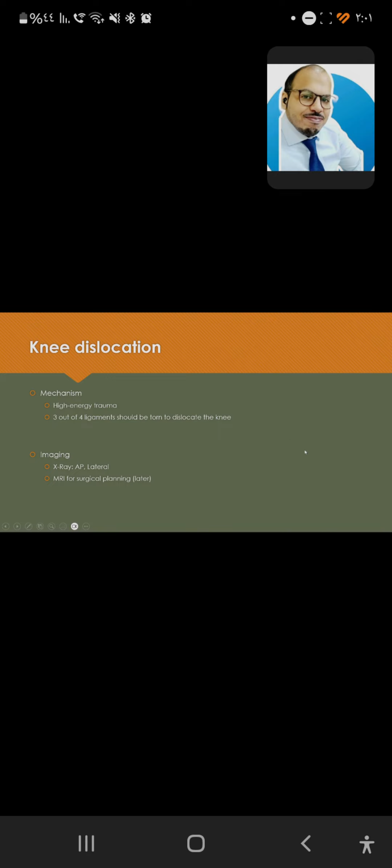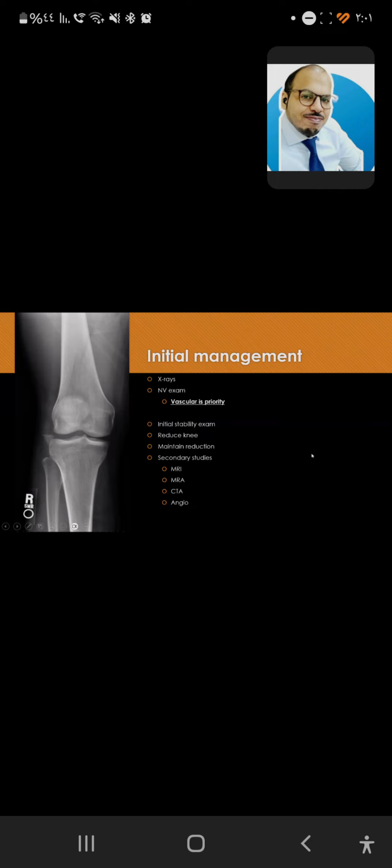Imaging is X-rays, which give an AP and lateral, and MRI sometimes. So initial management starts with the X-rays and the neurovascular exam. As you said before, even with normal pulses, there might be injury to the vessels, or arterial injury associated with knee dislocation.